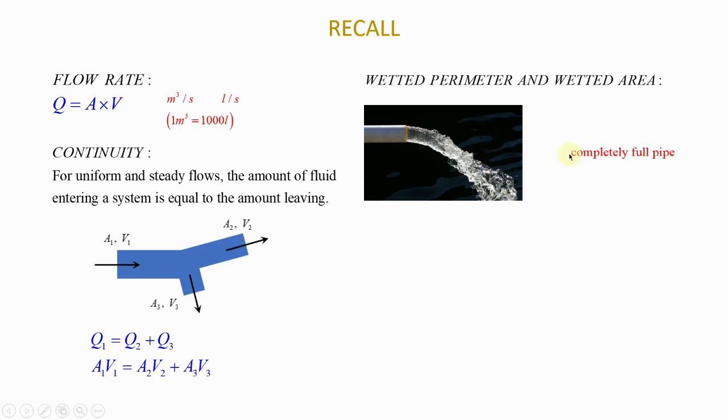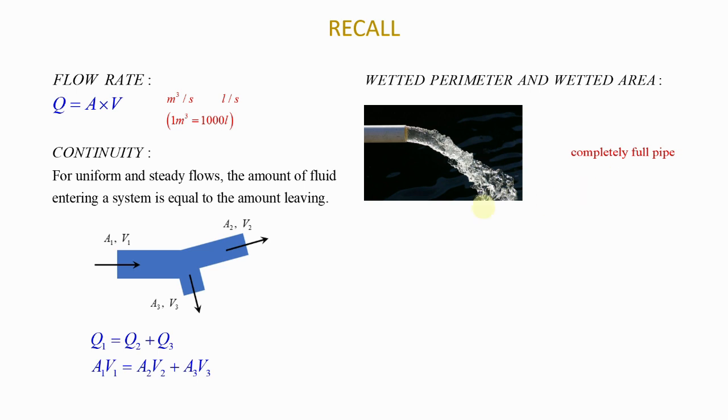So the water completely fills the pipe, because of course, if the water is not completely filling the pipe, there may be some surface area inside of the pipe that is not being wetted by the water, that is not being touched by the water. And so in this case we assume that the pipe is completely full, so the whole inside area of the pipe is wetted by the water.